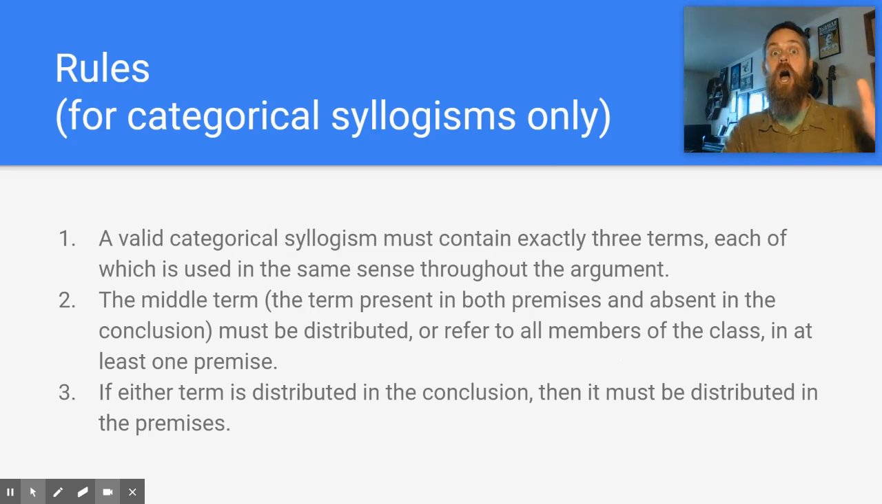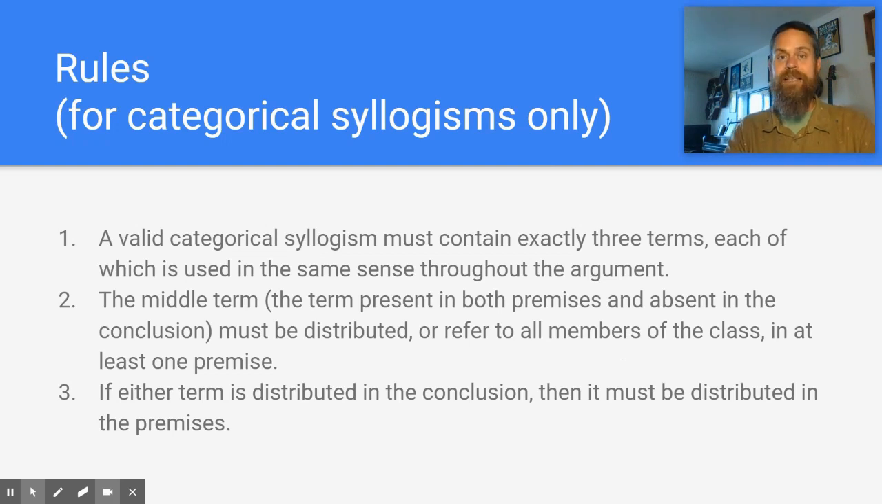Does it pass this test? All A are B, all B are C. So we're talking about all B in that second premise. It passes this test. It has been distributed. That's what we call the distribution of the middle term. If it passes test 2, we move on to test 3. If either term is distributed in the conclusion, then it must be distributed in the premises.